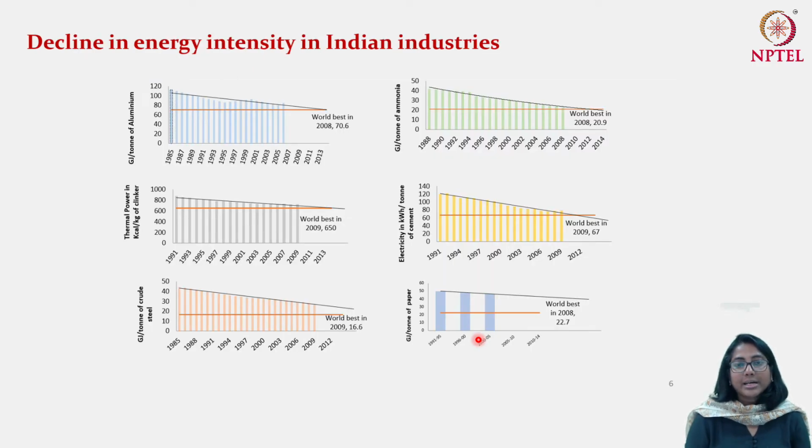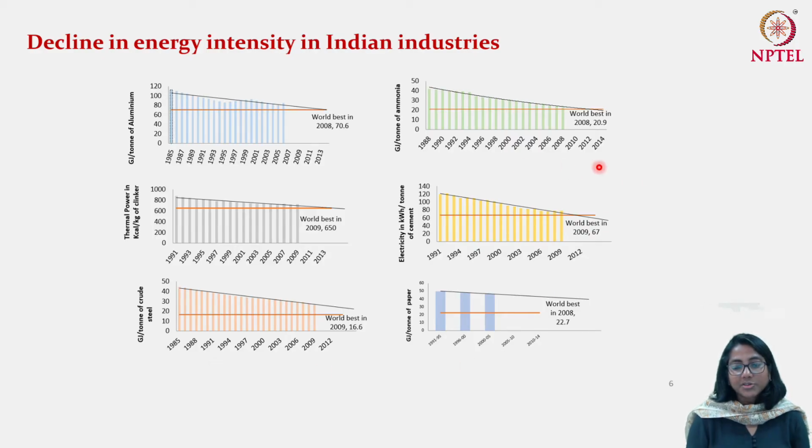Here is a quick look at the decline in the energy intensity trends in some of the energy intensive industries in India. This is data from work that we carried out some years ago, and all the basic energy intensive industries are there. Here you have aluminium. You have the ammonia fertilizer industry. These two correspond to the production of cement: this is the thermal power in production of clinker, and this is the electricity used in the next stage, that is the cement production. Then you have the production of steel, and this is the production of paper.